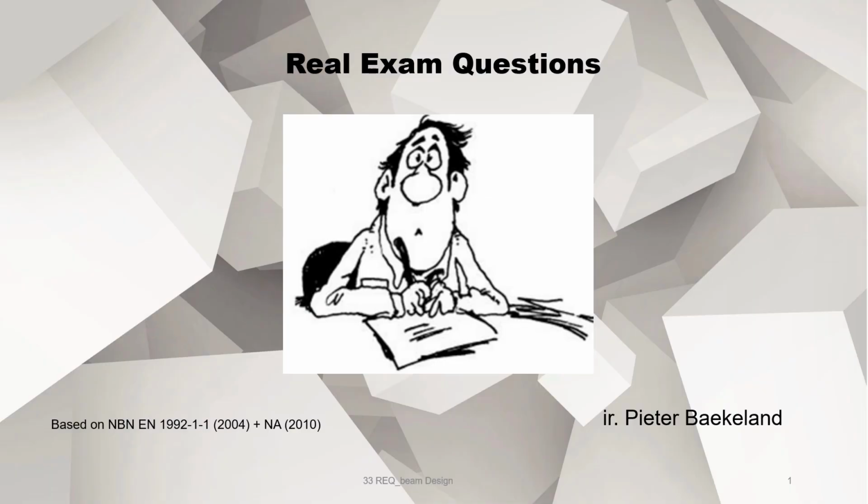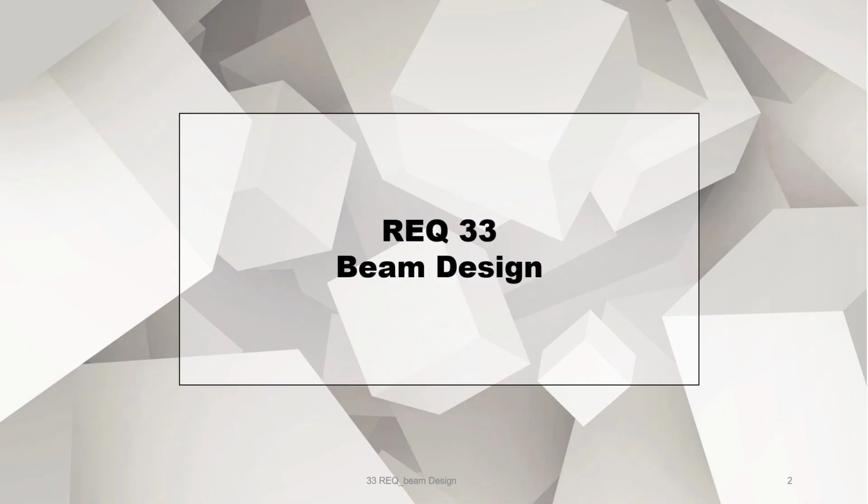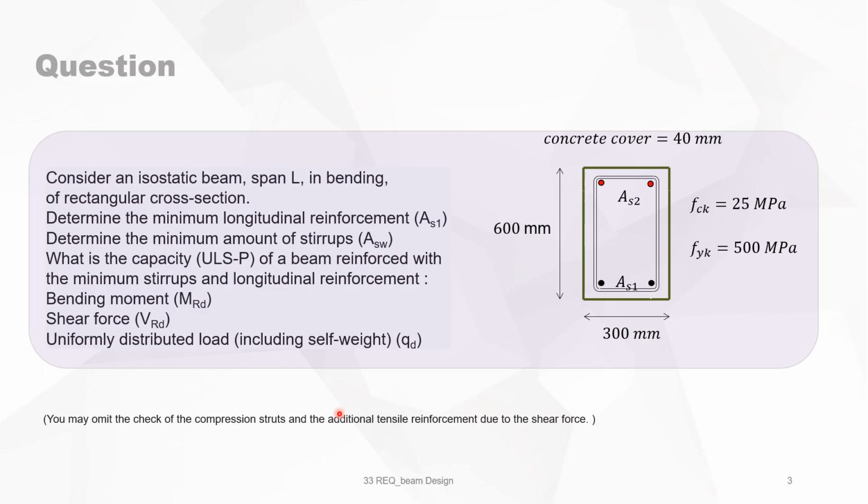Real exam questions. It is question 33, and it's about beam design. Consider an isostatic beam, span L, in bending over a rectangular cross-section. Determine the minimum longitudinal reinforcement, AS1. Determine the minimum amount of stirrups, ASW.